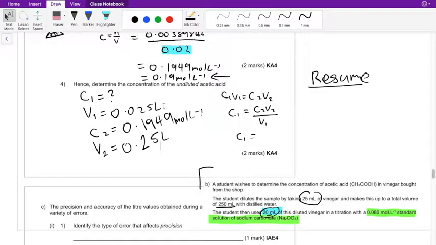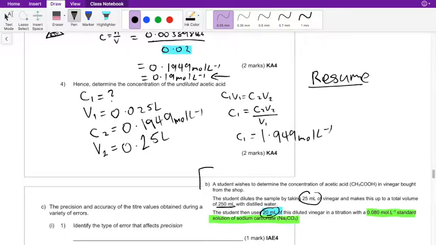So C1 equals C2 times V2, which is 0.25, divided by 0.025, which equals 1.949 moles per litre, and that equals 1.9 moles per litre to 2 significant figures.